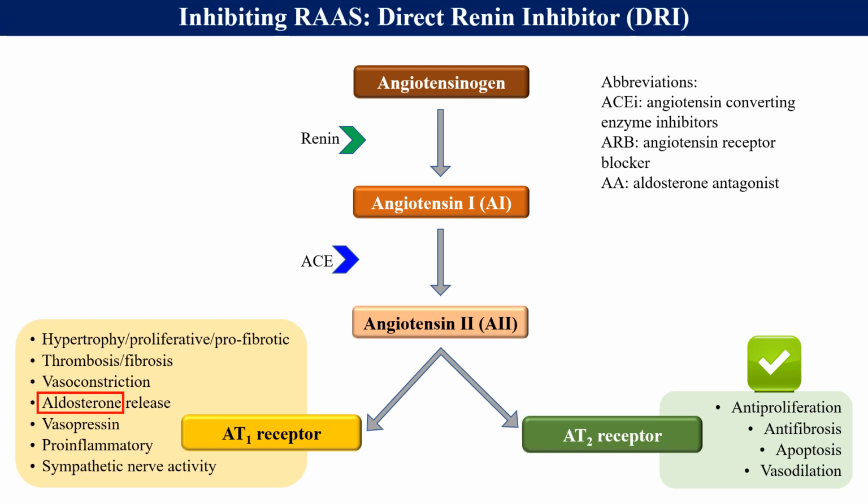Up to this point, we have discussed blocking RAS from the level of angiotensin I. What happens if we block renin at the top? Would it be better?